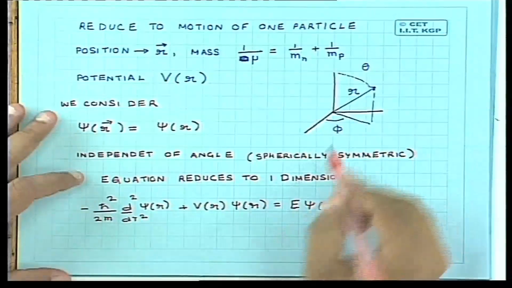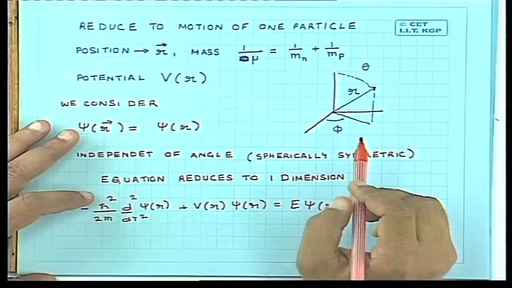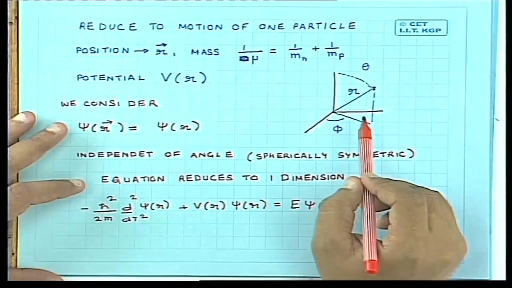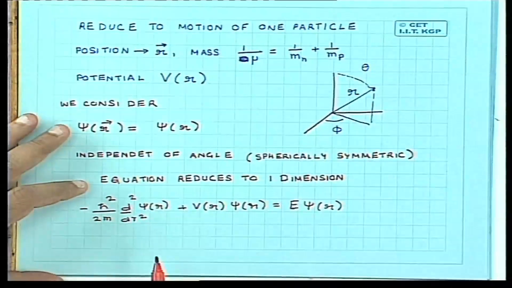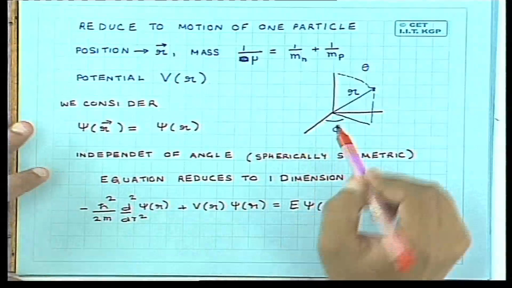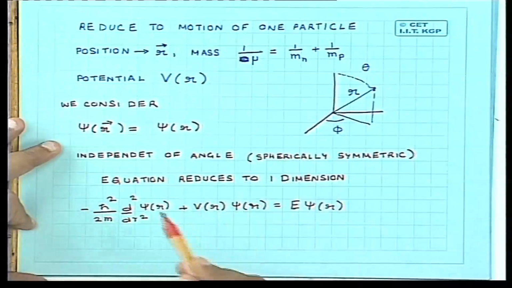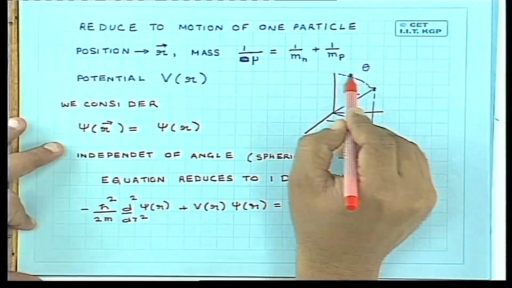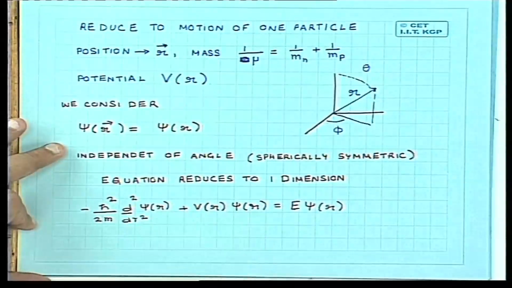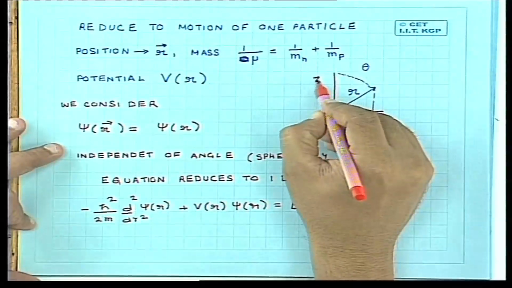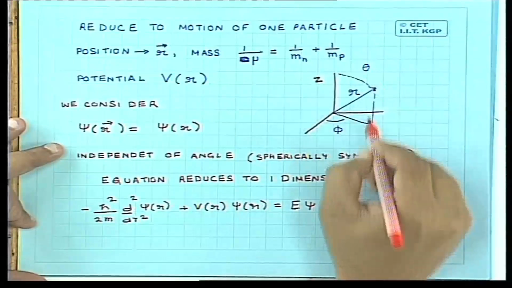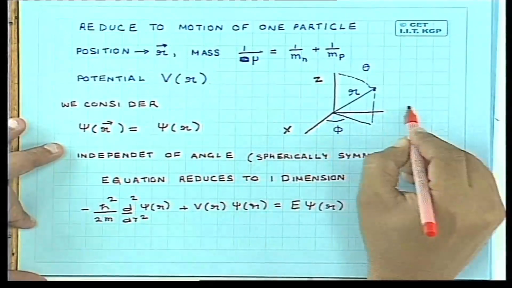We next go on to polar spherical coordinates. So the coordinates are r, the distance of the point from the origin, theta, the angle it makes with one preferred axis, say the z-axis. So this is the z-axis, and the angle the projection makes with the x-axis, phi.